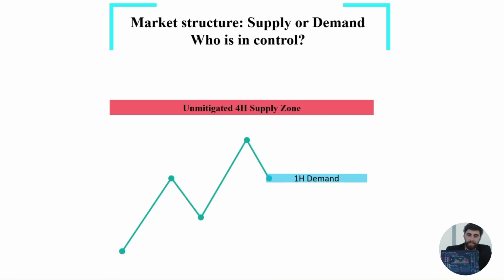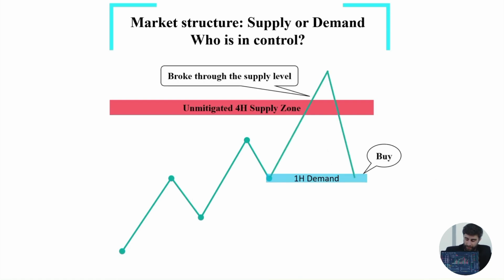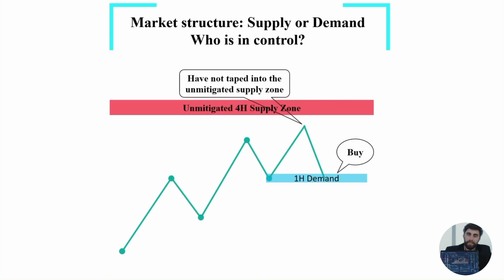In two scenarios, you can use a risk entry. First, the price broke through the supply level, giving us a bullish higher timeframe bias. Second, the price broke the structure but has not reached the unmitigated supply zone yet.